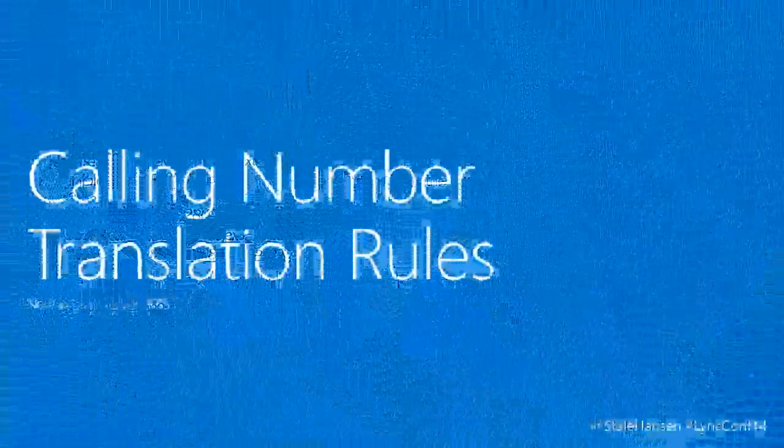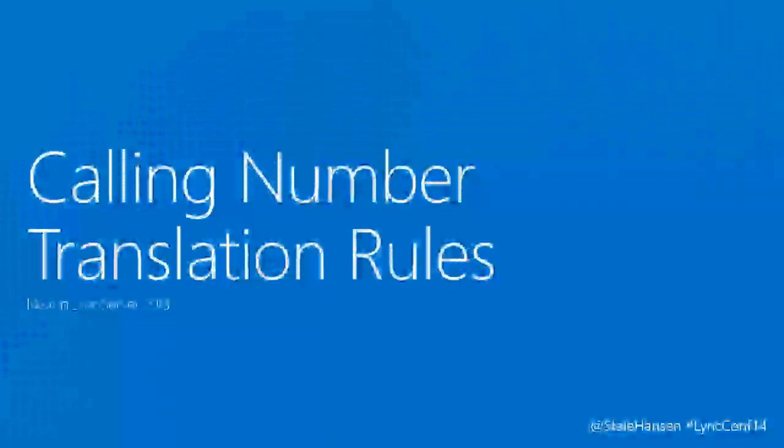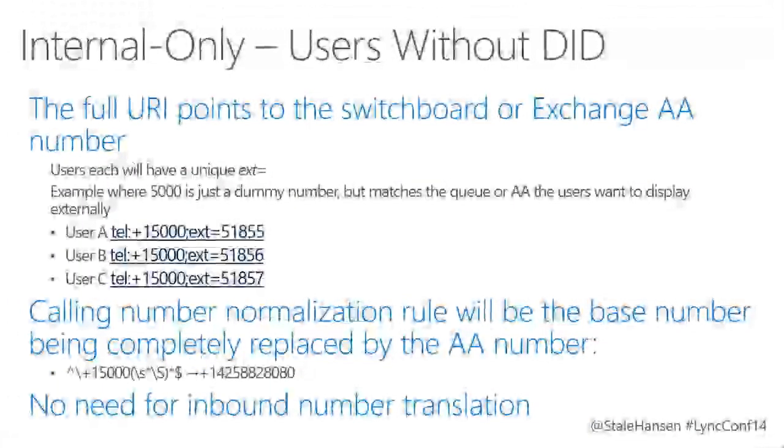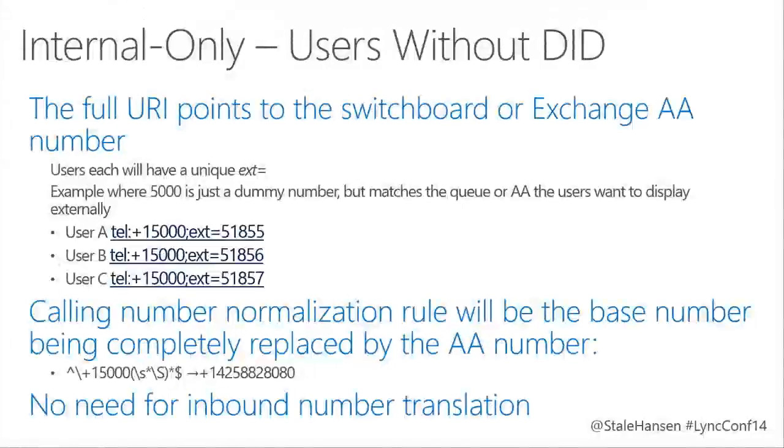But you can also do this using calling number translation rules. It was a new feature in Lync Server 2013. It's the same scenario, but you don't have to assign the main base number to those users, but use a dummy number series, or they can have their own number, but still display the queue number when dialing out.